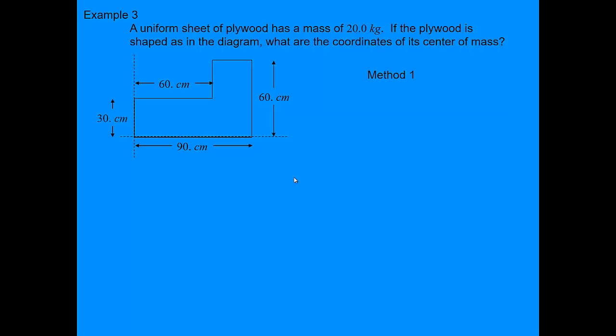In method 1, I am going to conceptualize this as 2 objects by drawing a little horizontal line in here. I'm going to conceptualize this as this square and this rectangle. Now, why would I do that? Well, can't we find the center of mass of this square and the center of mass of this rectangle without really doing any math? Yeah.